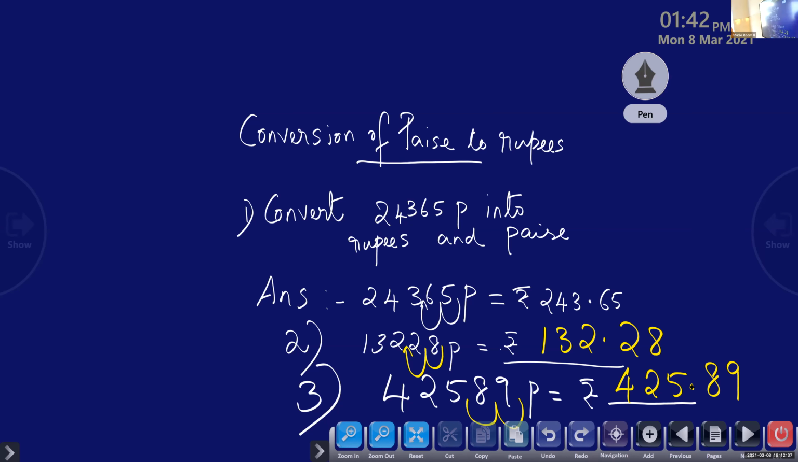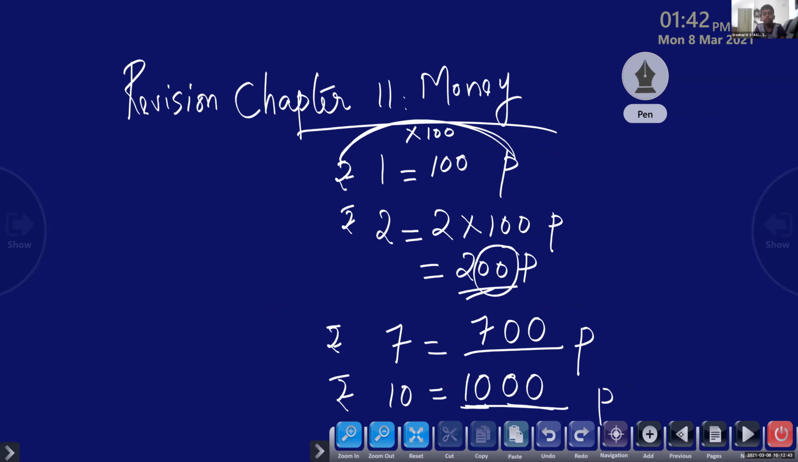Okay. Did you get the answers? Yes. So children, from where we started here, we started revision of chapter 11, converting rupees. 1 rupee equals 100 paise. So rupees to paise, we need to multiply by 100. That means what we are doing here is adding 2 zeros to the number.